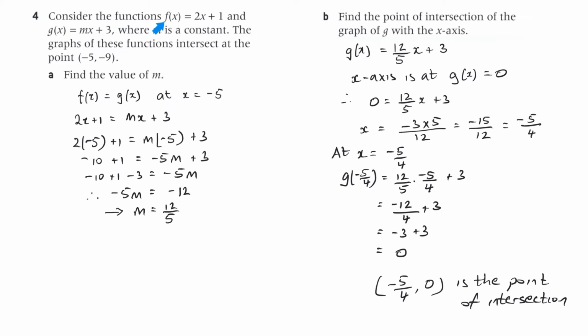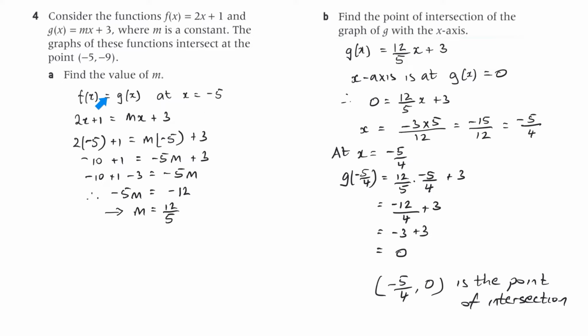Question 4, consider the functions 2x plus 1 and mx plus 3, where m is a constant. The graphs of these functions intersect at the point (-5, -9). Find the value of m. Well, we know they're talking about the intersection point. If that's the intersection point, then these two functions equal each other at x equals -5, and in fact, at -9. So that would be -9 equals -9. But that's where they actually intersect, at x equals -5 and the function value of -9.